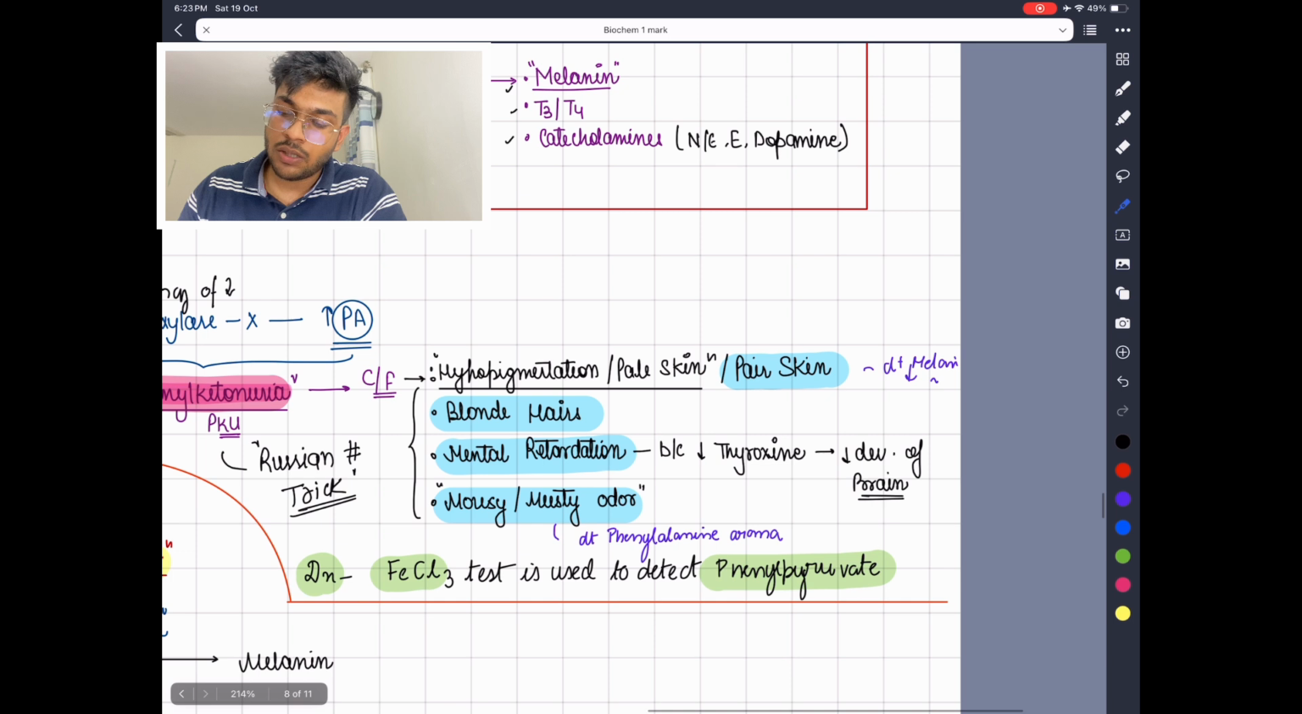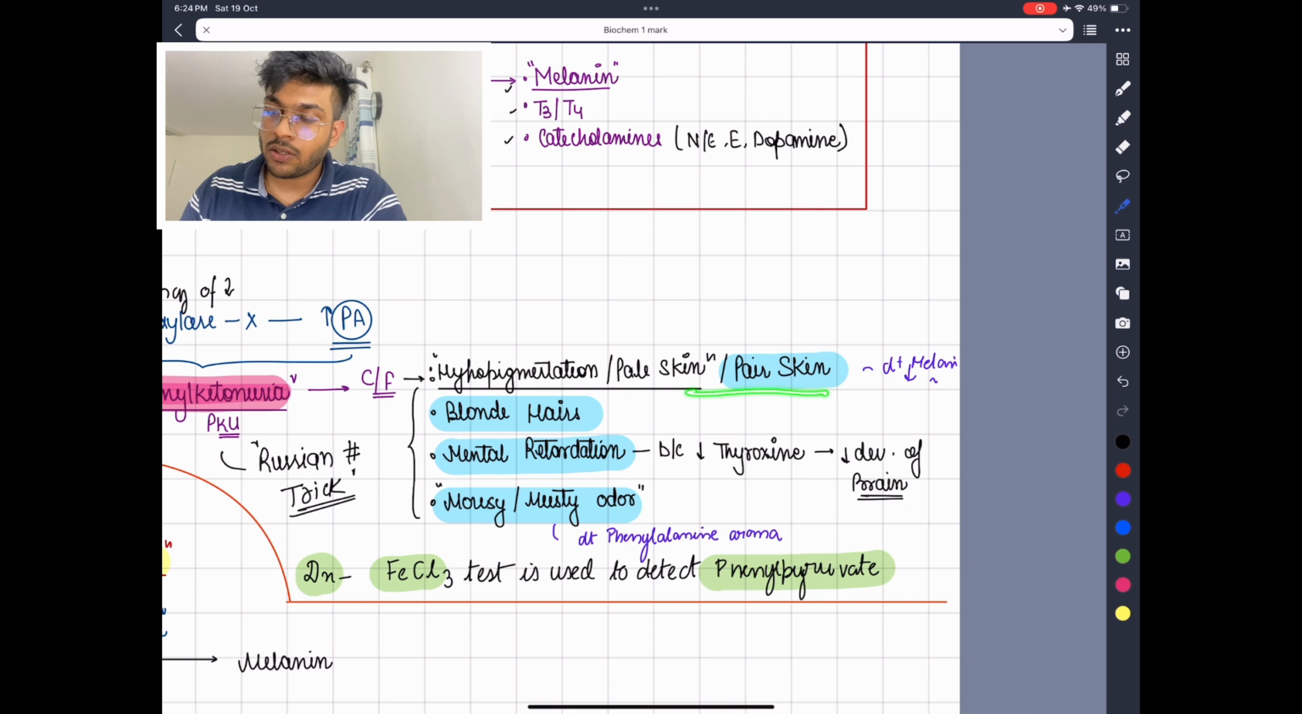This I have put down in blue color. I highlighted the clinical features. The person will have pale skin or fair skin. I'll tell you moving forward why they will have pale skin. They'll have blonde hair, the same thing due to a pigmentation issue. It's not melatonin, it's melanin. Then they'll have mental retardation.